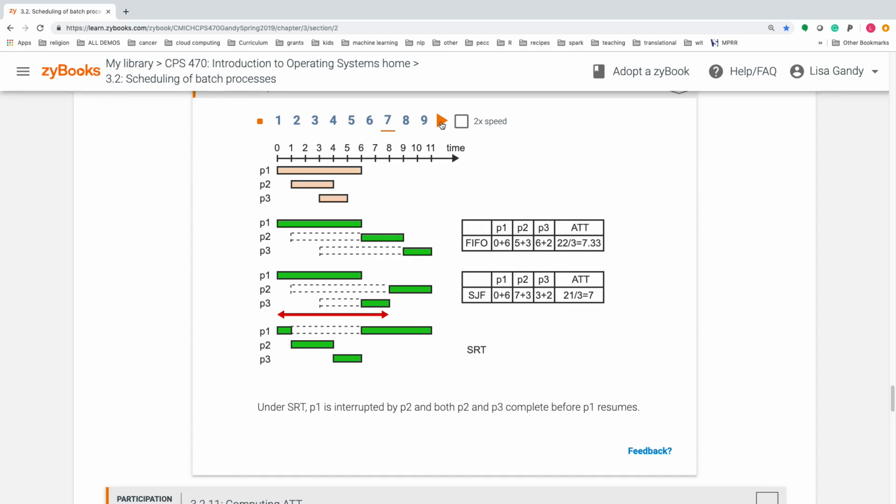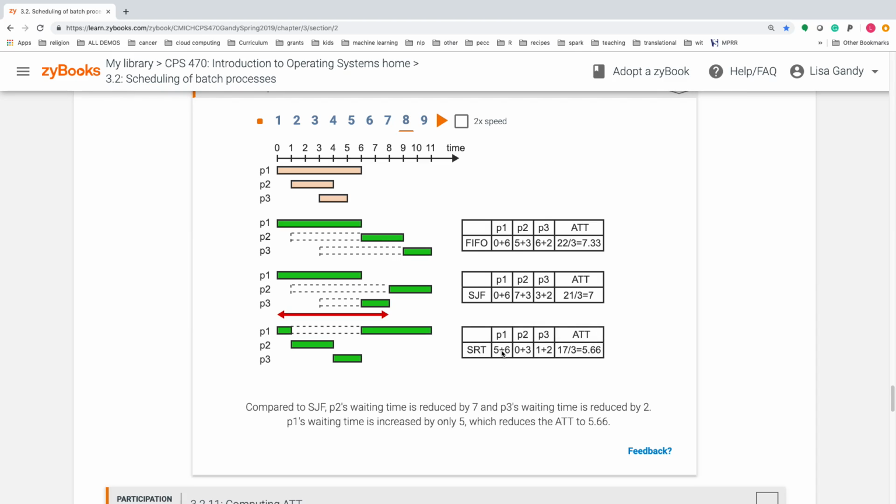Okay. Under shortest remaining time, P1 is interrupted by P2, and both P2 and P3 complete before process 1 resumes. So here we have process 1. It basically got there at 0 and doesn't finish until 11, or either you could say it had 5 waiting time and 6 running time. Either way. Process 2 is going to basically get there at time 1, end at time 4. 0 waiting time, 3 time running. And then process 3 is going to basically get there at time, it's hard to tell, 4 and finish at 6. All right.